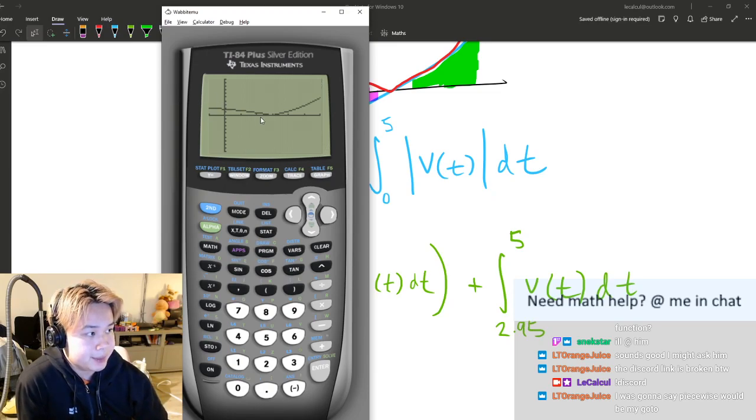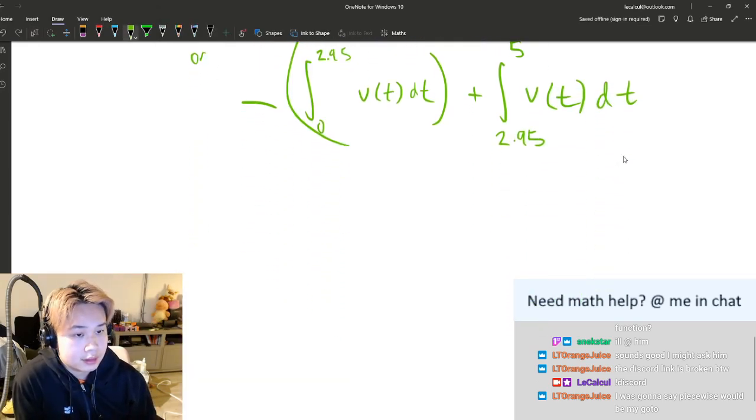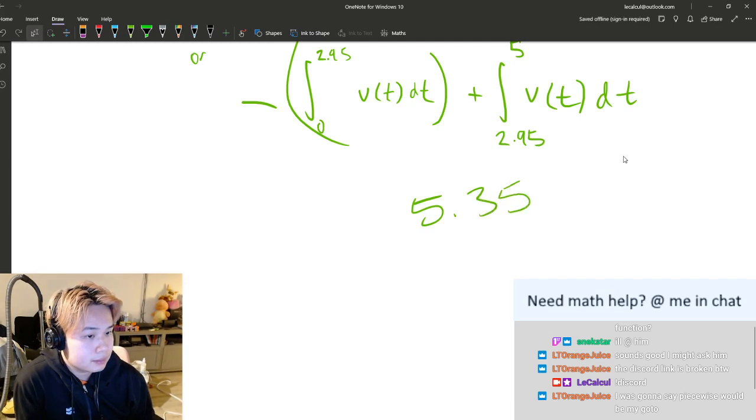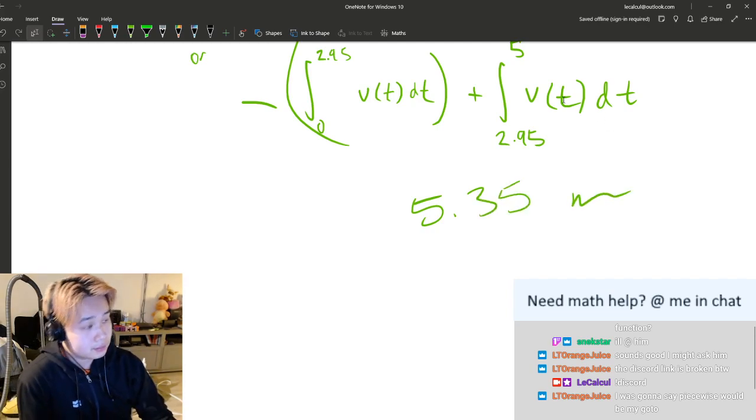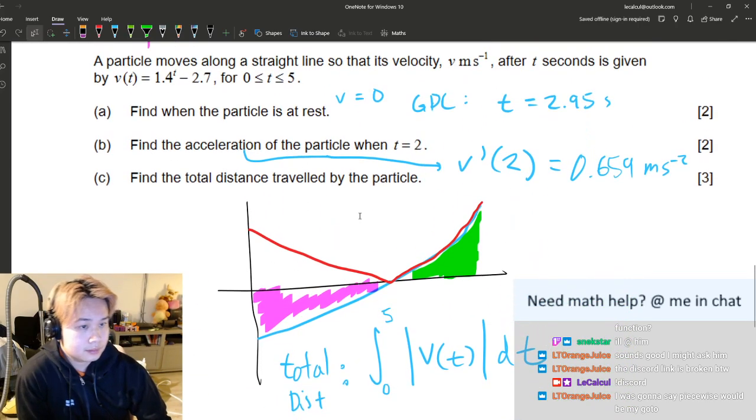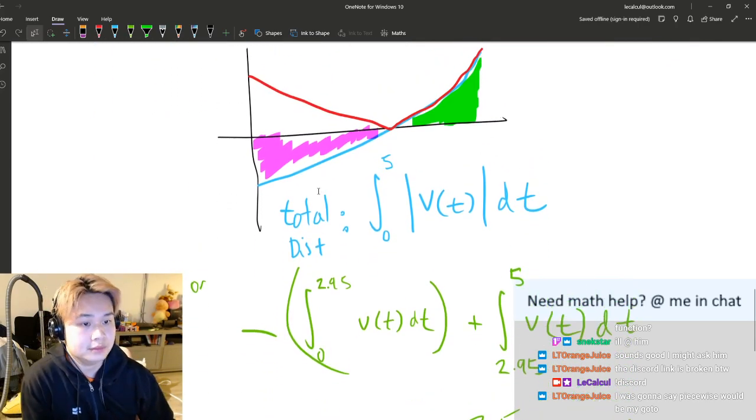Yeah, so you see we took the absolute value. And then this one is easier to integrate, because now I don't have to break it up into pieces. So my lower limit was 0, my upper limit was 5. And there you go. There's the total distance traveled, 5.35. And that seems about right. Nice.